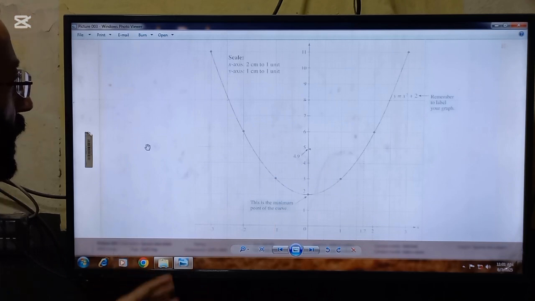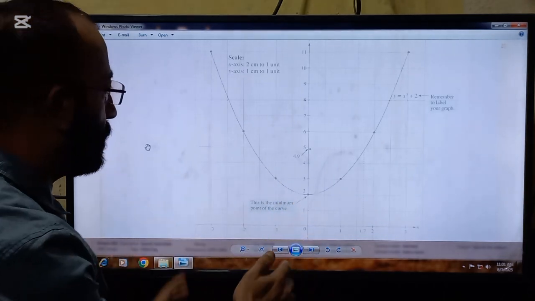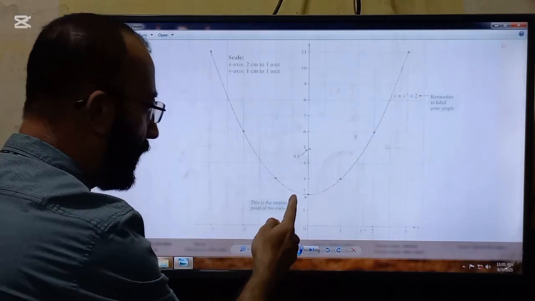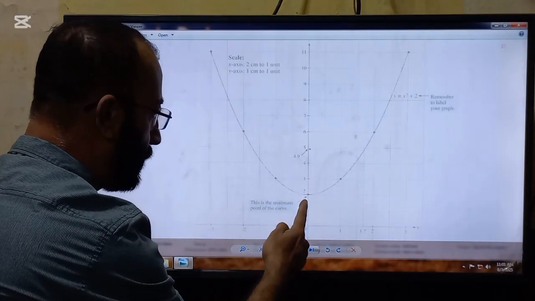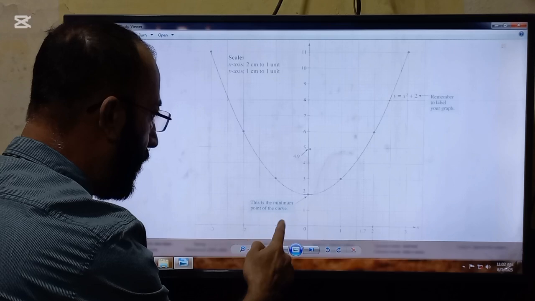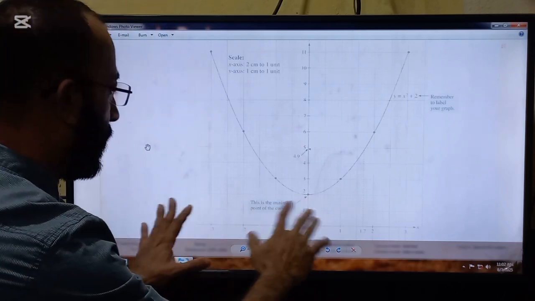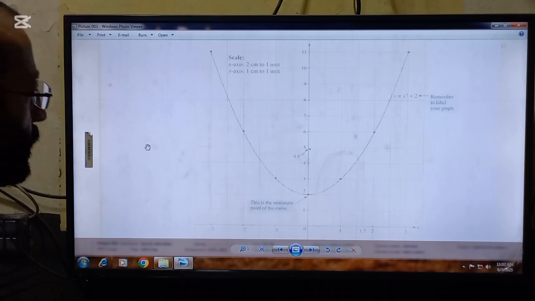Second point was find the maximum or the minimum value. So look now, this is of this shape graph. So this will be the minimum point. So this point is minimum, which is actually (0, -2). So this is the second part done.